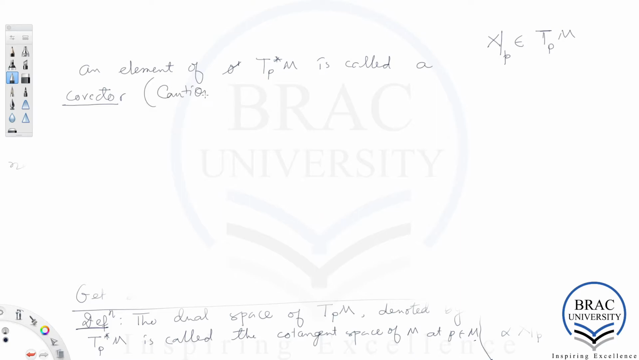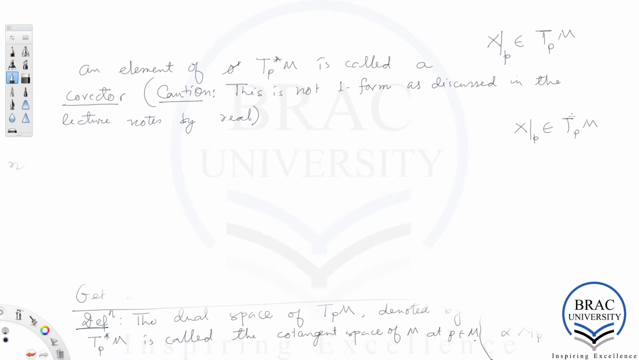So there is a caution here. This is not a one-form, as discussed in the lecture notes by Rio. So the dual notion of a tangent vector is a covector, not a one-form. We'll come to the concept of one-form later in this lecture. So this is an element of TPM, which is a vector, and suppose omega restricted to P is an element of Tp star M, which we call a covector. Now we come to the definition of vector field and one-form.